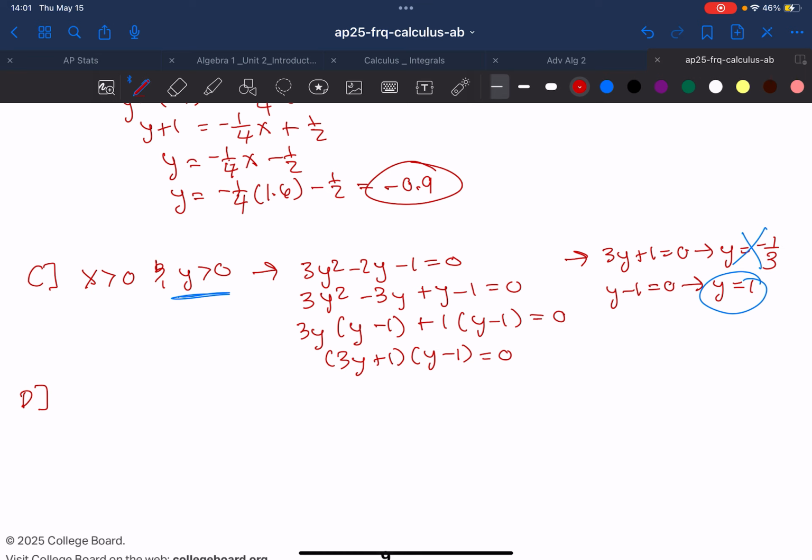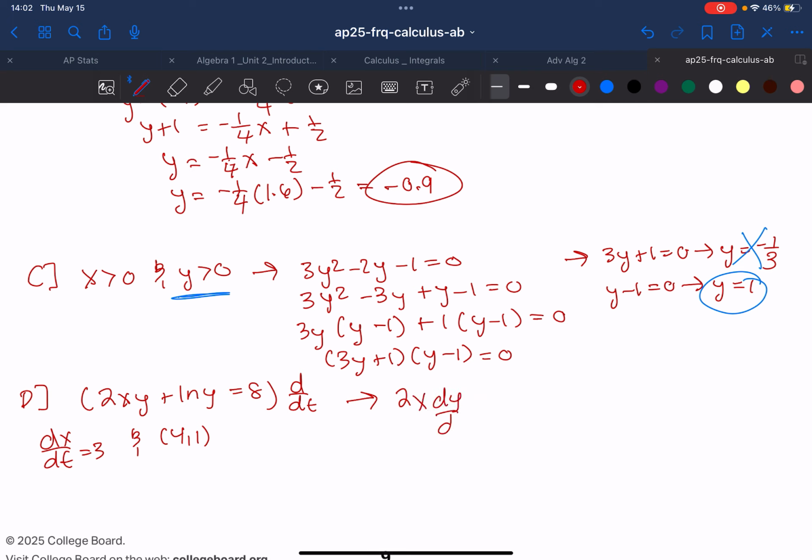Okay. I am going to take 2xy plus natural log of y equals 8 and take the derivative with respect to t. I'm going to note that I know that dx/dt is equal to 3, and I'm using the point (4, 1). So I am going to take the derivative with respect to y and to x. So I have 2x dy/dt plus 2 dx/dt plus 1 over y dy/dt is equal to 0.